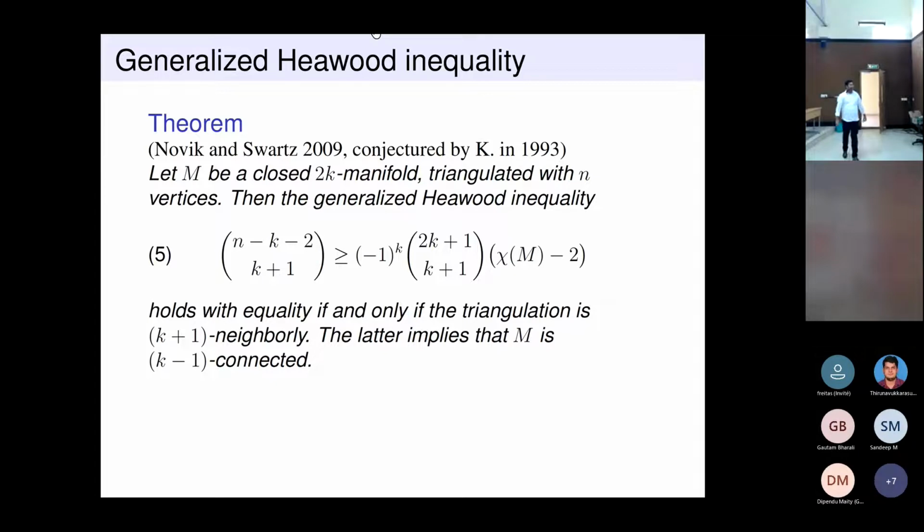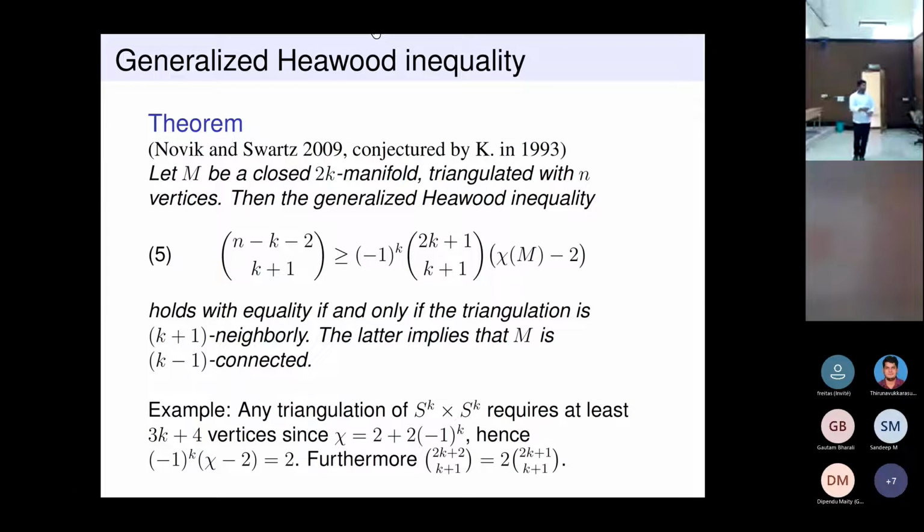Here is the generalized Heawood inequality. It was conjectured by Kuhnel in 1993 and proved by Novik and Schwartz in 2009. It says that let M be a closed 2K manifold triangulated with n vertices. Then the generalized Heawood inequality holds, and equality holds if and only if the triangulation is K plus 1 neighborly. That means the triangulation does not have any missing K simplices, and this implies that M is K minus 1 connected. That means the ith homotopy group is 0 for i up to K minus 1.